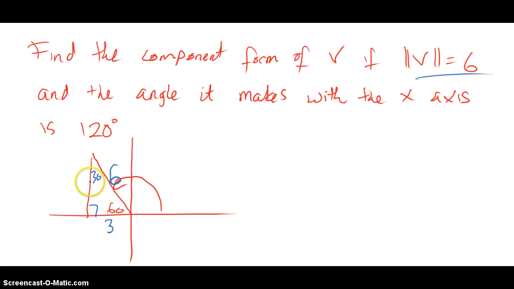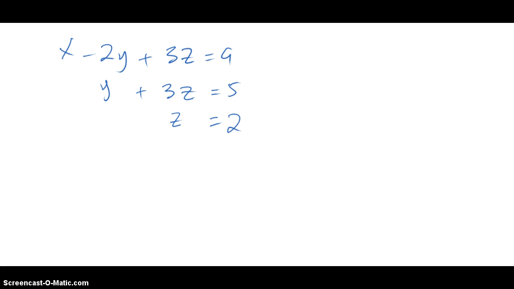And then to go from this side to the final side is going to be 3 root 3. And so now we have everything we need to find our vector. So the x direction is negative 3, that's this right here, and the y direction is going to be positive 3 root 3.